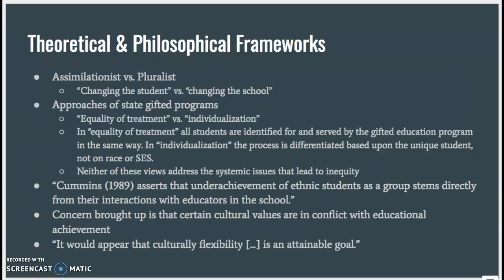And Catano references a quote by Cummins in which he says that the underachievement of ethnic students as a group stems directly from their interactions with educators in the schools. So if teachers are not valuing the cultures of their students and instead are pressing upon them a mainstream culture, then the stereotypes towards different cultural groups and the power structures of mainstream society are replicated for the students and can negatively impact them.